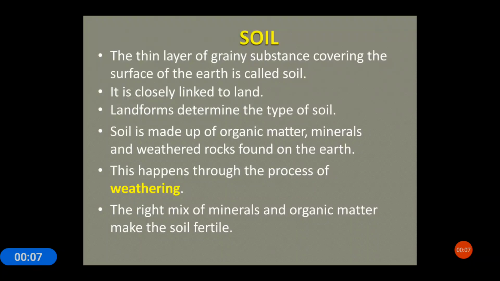Soil is the thin layer of grainy substance covering the surface of the earth. It is closely linked to land. Landforms determine the type of soil. Soil is made up of organic matter, minerals, and weathered rocks found on the earth. This happens through the process of weathering. Students, what do you mean by weathering? The breaking up and decay of exposed rocks by temperature changes, frost action, plants, animals, and human activity. The right mix of minerals and organic matter makes the soil fertile, which is suitable for agriculture.